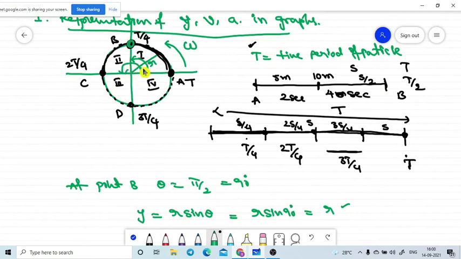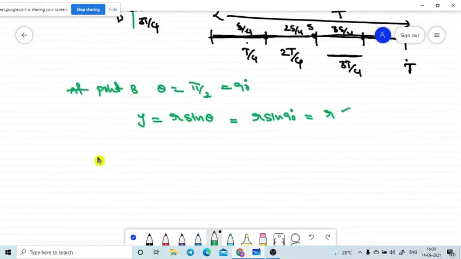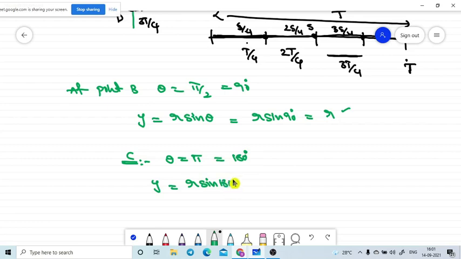Up to here it is completed. Phi is there now at point C. So at point C, theta is equal to pi, that is equal to 180 degrees, then y is equal to r into sine of 180 degrees. That is equal to r sine of (90 plus 90).